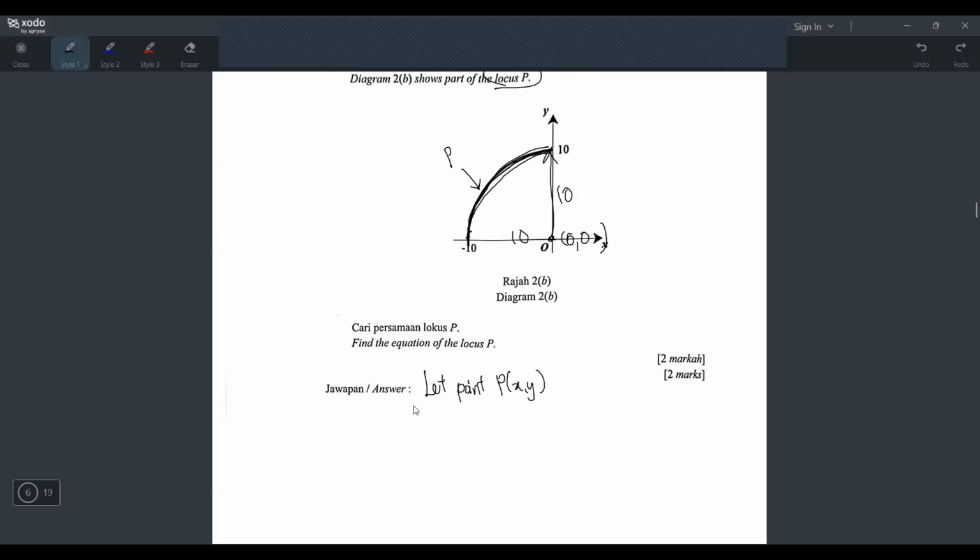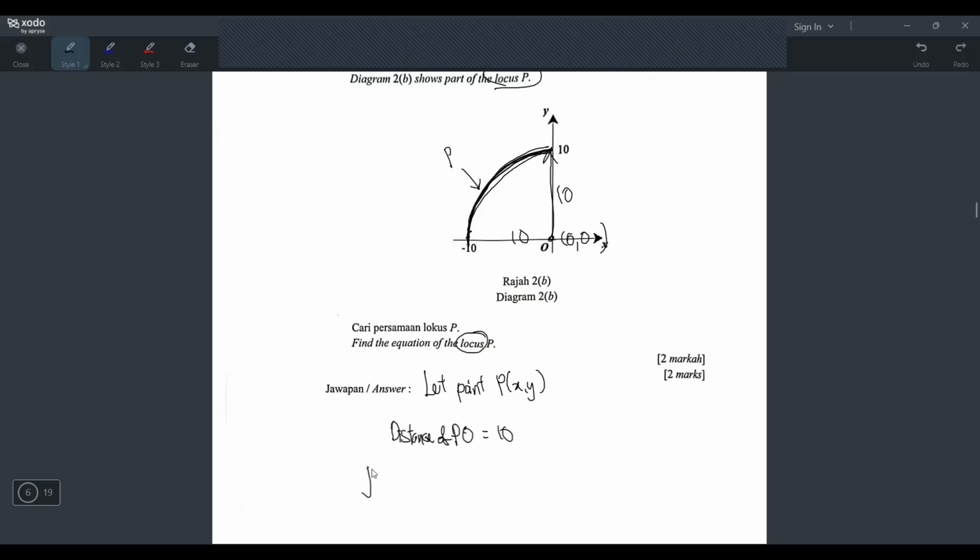You will use the distance formula. Whenever you do locus, you will use the distance formula, right? So I will use the distance formula, but the distance of what? The distance PO is always 10 units, right? Because P is moving along this curve, it keeps moving in a circle. But the condition here is that the distance between P and O is always 10 units. So by using this formula, you can form the equation of the circle.